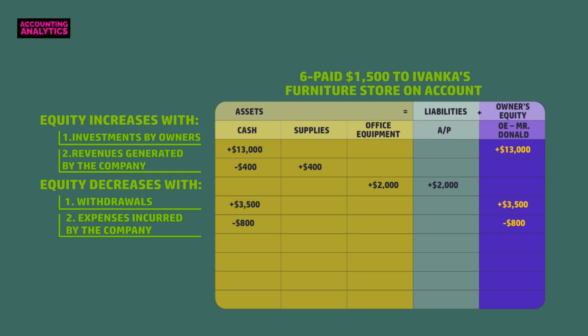paid $1,500 to Ivanka's furniture store on account. So we borrowed from Ivanka $2,000 for the equipment we got. Now we have to pay back. We are paying back not the full amount, $1,500. So the cash account will be decreased by $1,500 and the liability owed to Ivanka's store will be reduced by $1,500.